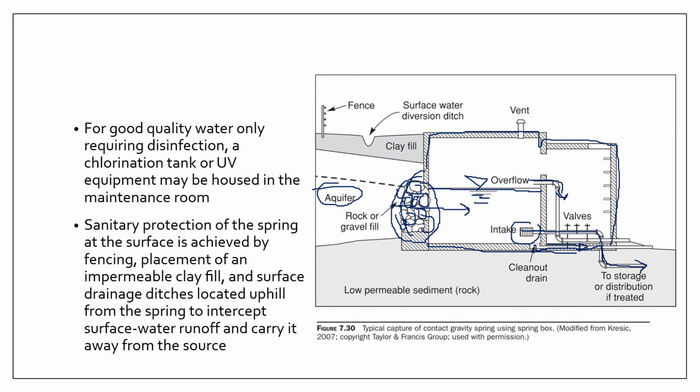You may also have to provide surface water diversion. The purpose of this is to prevent surface waters from entering your spring box and contaminating the water inside the spring box. So these are ditches or trenches that are located upslope of your spring box, and they are actually diverted away from your spring box area.